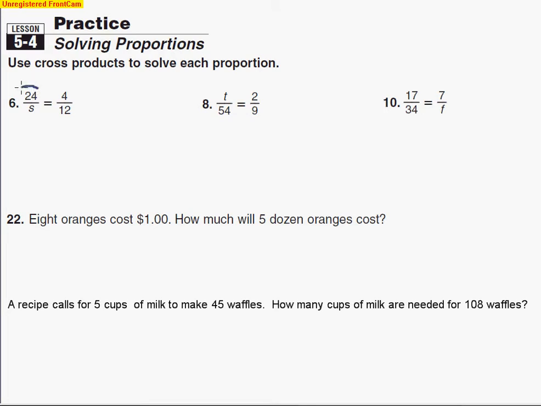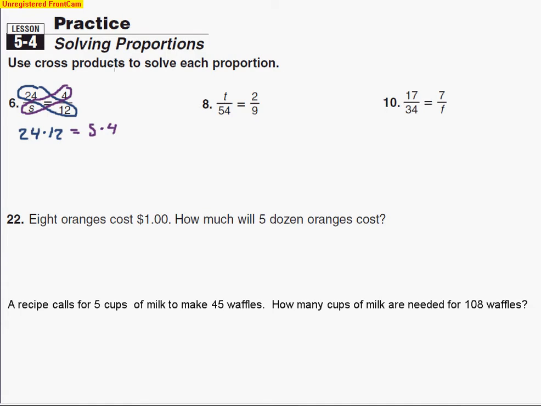And so we're going to multiply the 24 by the 12. And so we'll go ahead and set that part up, 24 times 12, and then we're going to end up multiplying the other two numbers that are diagonal from one another, the s and the 4. And we're going to set it equal to that, so s times 4. So we go ahead and do some work there.